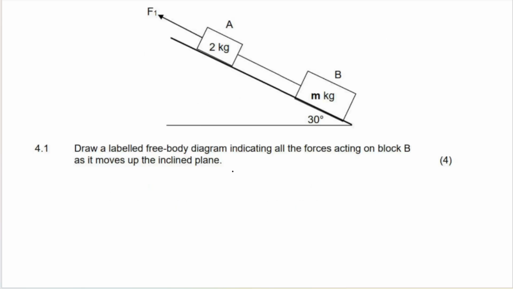Right, our first question. Draw a labeled free body diagram indicating all the forces acting on block B as it moves up the inclined plane. Now, because block B is on an inclined plane, we have to be very careful when we draw a free body diagram. So we've got a dot to represent block B. I'm going to draw my dot nice and big. Gravity always acts straight down to the ground. Always. This is weight or gravity. So FG, or you can label it W.